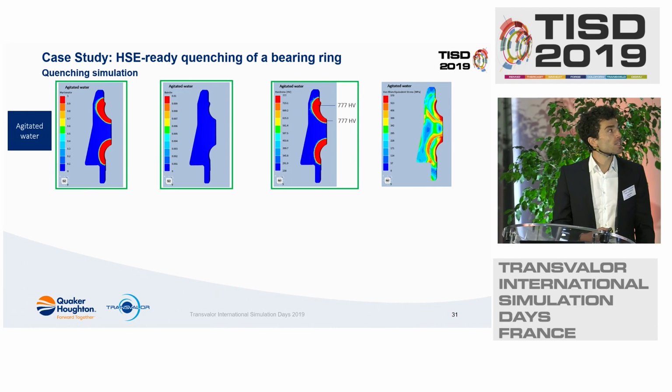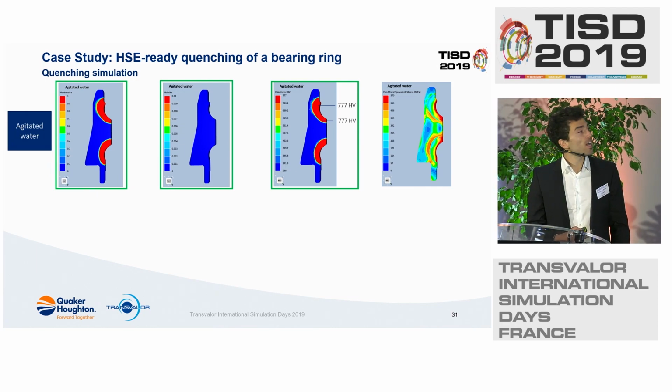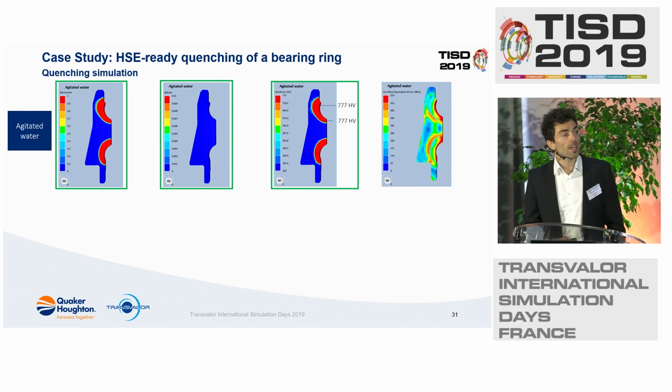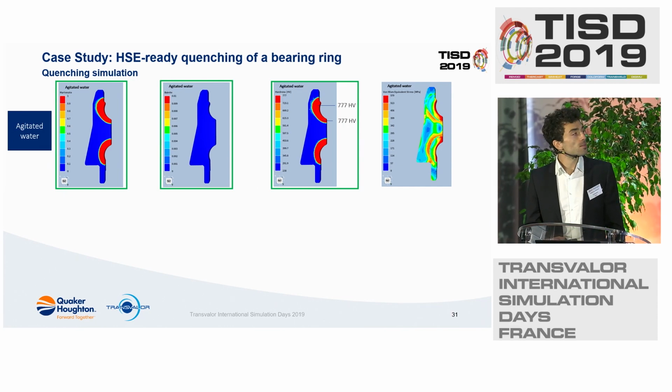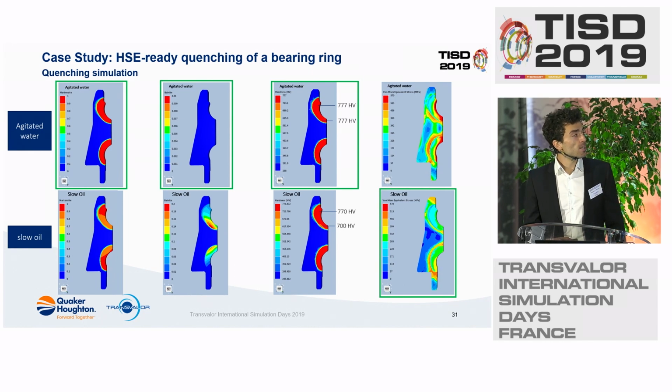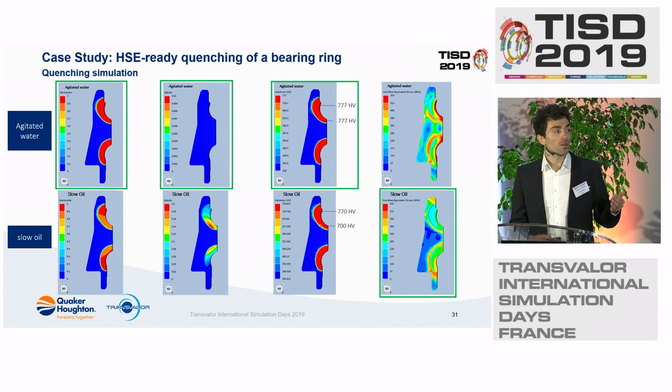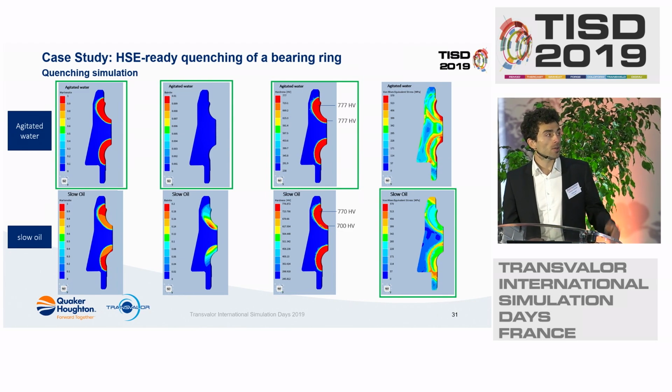For example, for agitated water, we will have martensite here, only martensite, no bainite, which will lead us to homogeneous hardness, but on the other hand, great residual stresses. And oppositely, we will have significant formation of bainite with the slow speed oil, up to 20%, which leads to heterogeneous and unsatisfactory in-use properties in the bearing ring, but lower residual stresses are achieved.